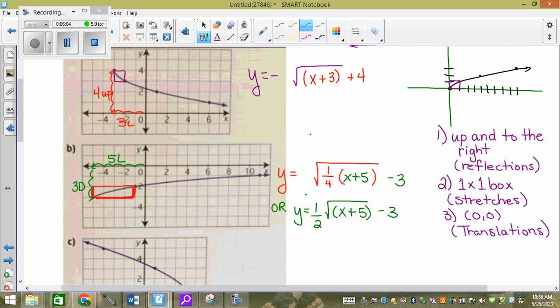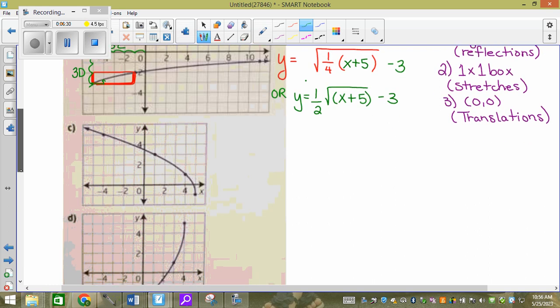So even if they ask me for a vertical stretch, it's way easier to find the horizontal on here. Now some people will say, but how do you get a vertical of a half? Well, if I went over 1, how much do I go up? A half. So that's why it would work. That's a lot harder to do though. I will always go a 1 by 1 box. I'll find the one that's easiest, and if I have to, I'll square root it to take it out, or I'll square it to put it back in. It's way easier. You try C and D.